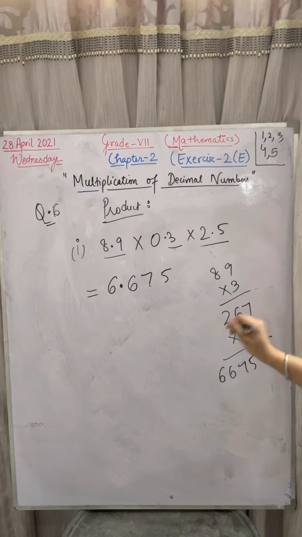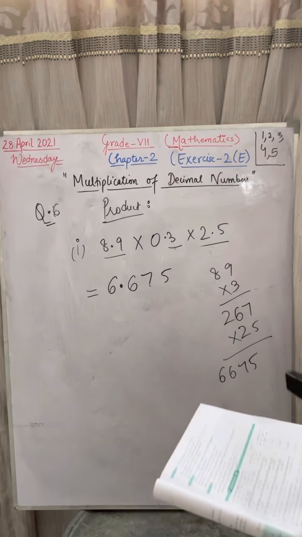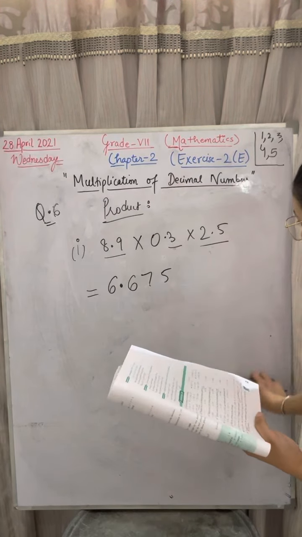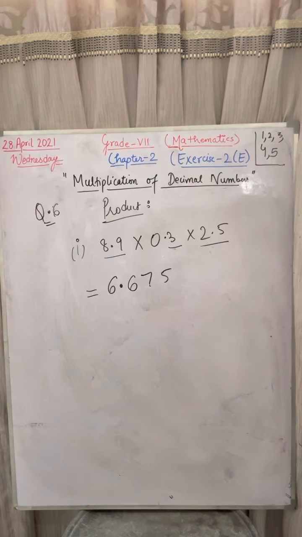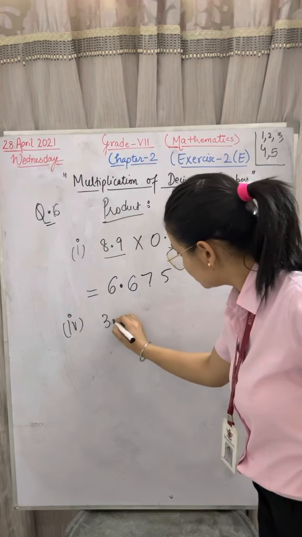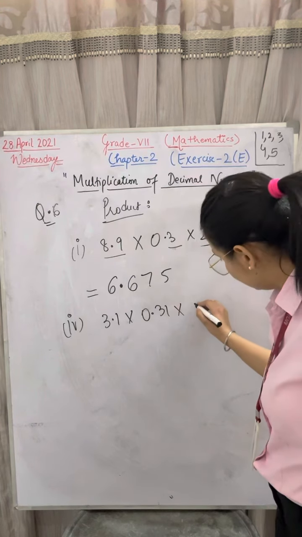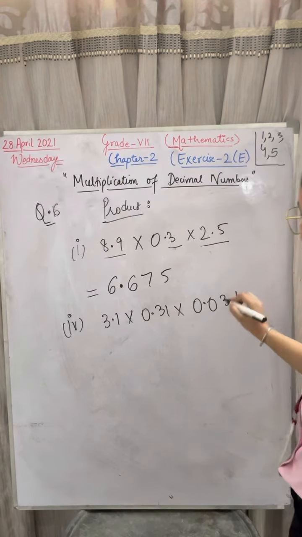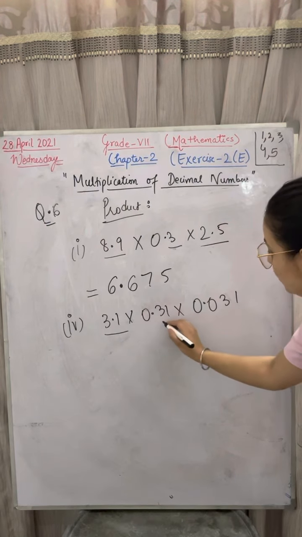That's it. Now I'm doing one more part. Which part should I do, second part or fourth part? Fourth part, okay. The fourth part is 3.1 multiplied with 0.31 multiplied with 0.031. So first of all you have to multiply 31 into 31.